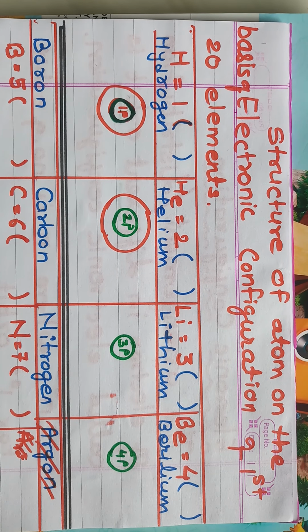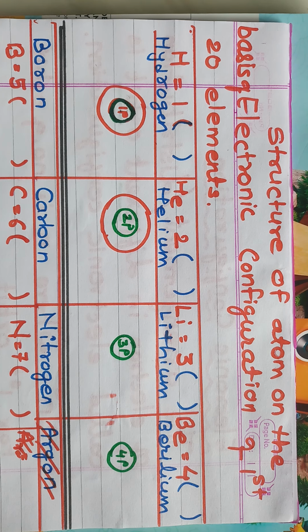In the previous video we learned that the distribution of electrons in the different orbits is called electronic configuration. Now let's see the electronic configuration of the first 20 elements.